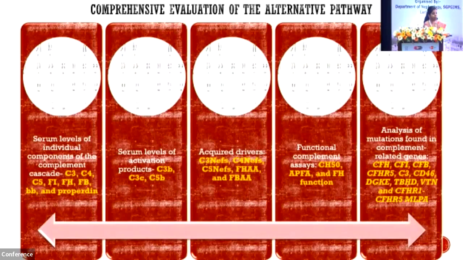Now, what do I mean by comprehensive evaluation? These could be 5 types. One is you measure the serum levels of different complements and complement regulators. Second is you look at the serum levels and quantify their activation products. Third are looking at acquired drivers, that is autoantibodies. So you have C3nef, you have C5nef, you have factor H antibody. Then also you have functional assays. Functional assays look at the activity of the alternate or the classical complement pathway. And you have genetic analysis looking at the various genes.